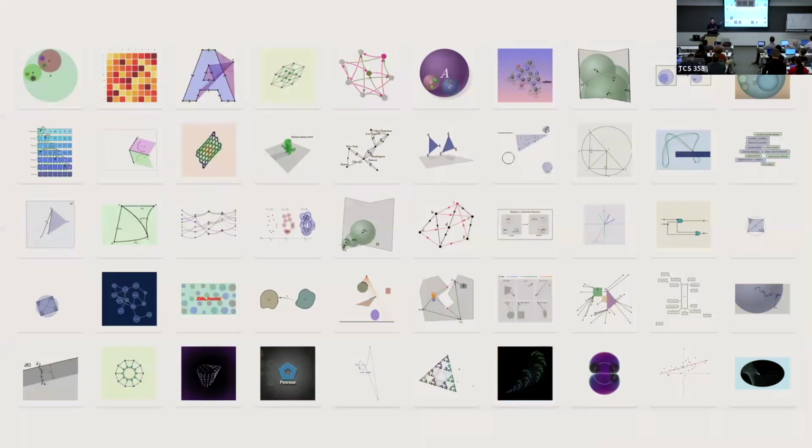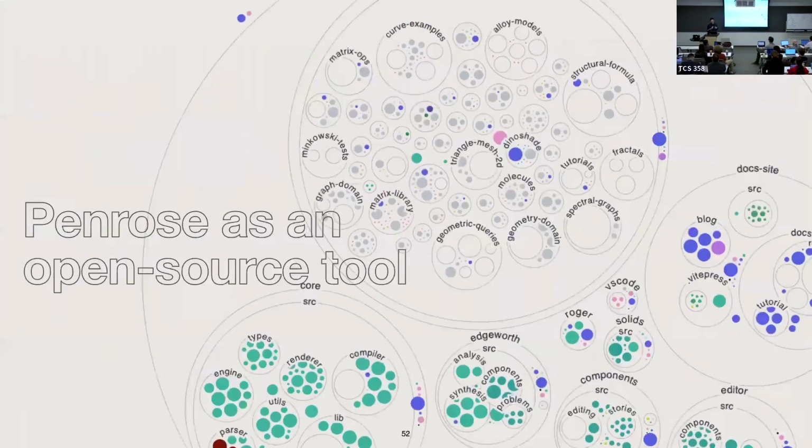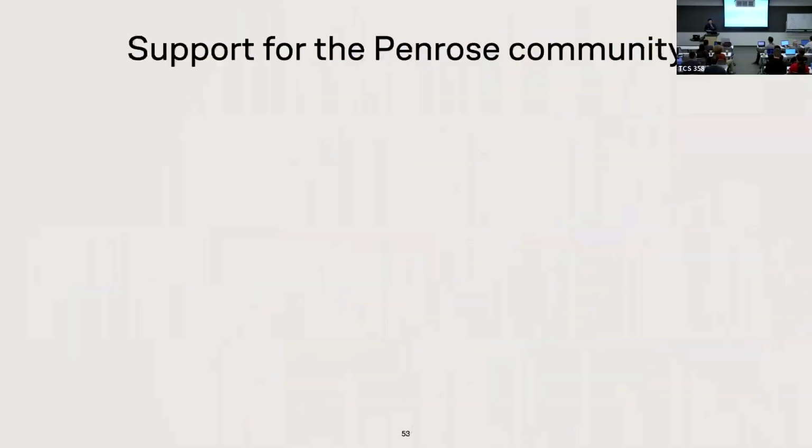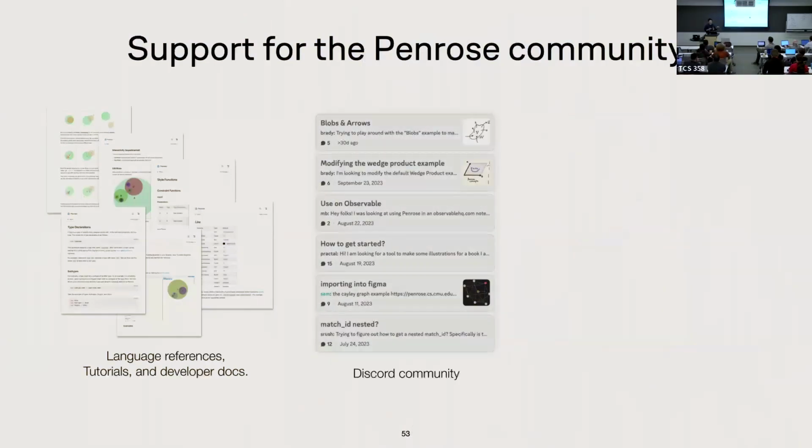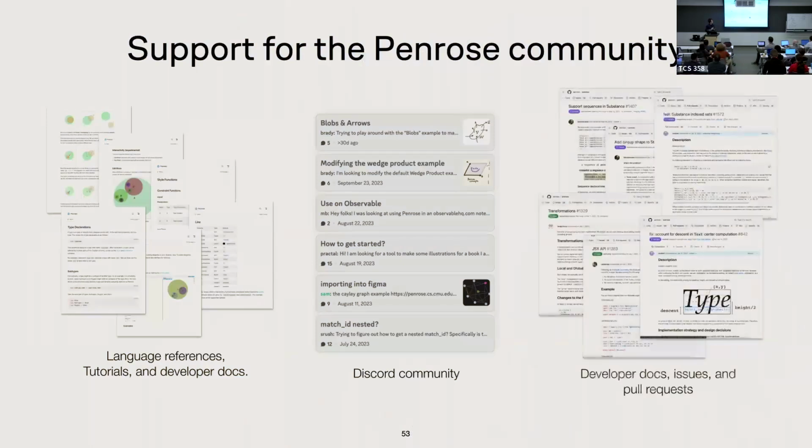Okay, so over the years, many more diagrams were made this way using Penrose. Here's a screenshot of our online gallery, and these diagrams are both made by us, like the ones you saw, and by people in the open source community. And throughout my PhD, the Penrose team and I put a lot of time and energy into building and supporting this open source community. We've written many docs pages, built a Discord community now with 400 plus members, and accumulated a lot of developer docs in the form of GitHub issues and PRs.